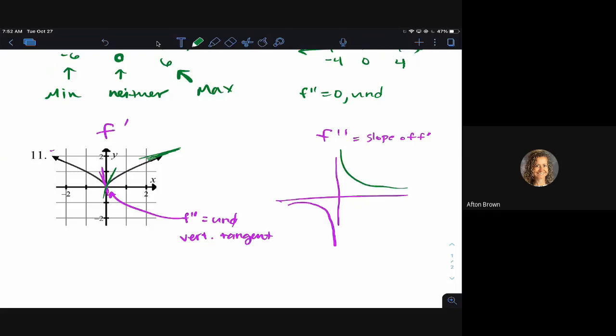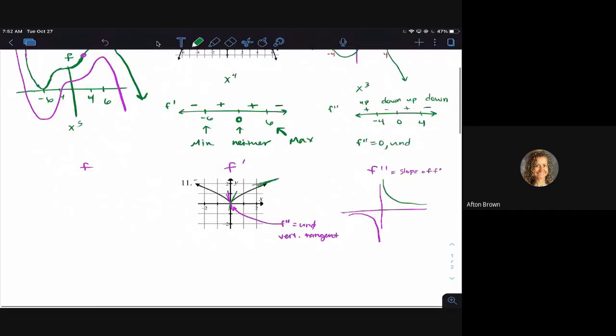Did somebody already check? Is this right? Is this what they have? This is number, what are we in? 3-3? Yeah. So this is f double prime.